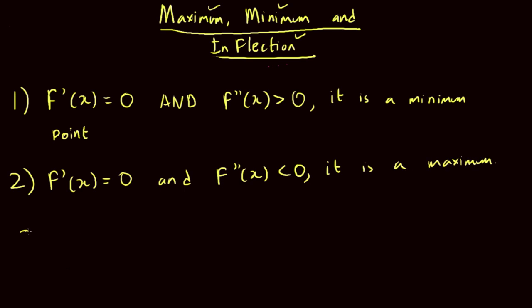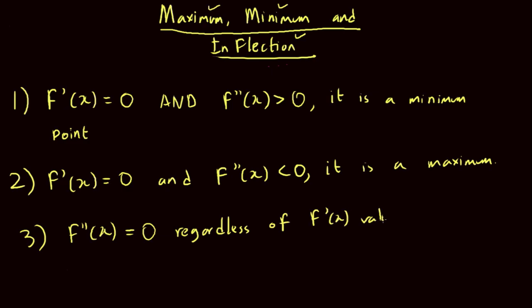Okay, and last but not the least, if we have, for example, f double prime x equals 0, regardless of the f prime x value, it is an inflection point. Inflection, because we are involving the change of maximum and minimum. All right, and hopefully you get the idea behind that.